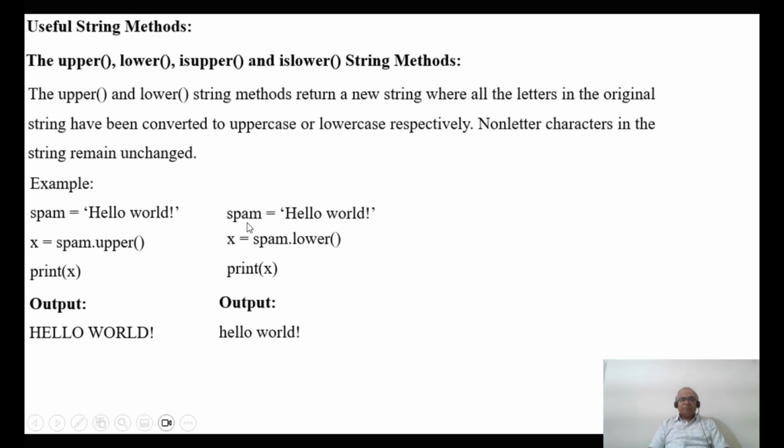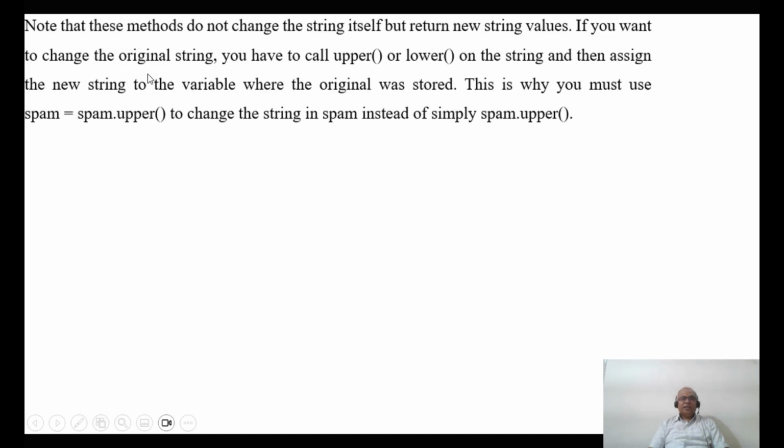But in this case, what happens? We are declaring the original string will remain the same, whereas the new string which is being changed, and to give the variable name as X, only this X is going to have a smaller letter like this. So that is what we are telling here. Note that these methods do not change the string itself, but return new string values.